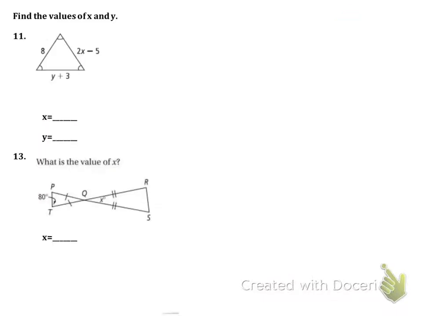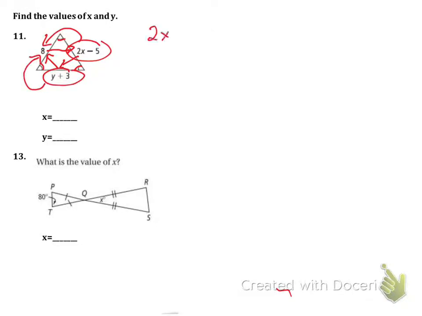All right, 11, find the values of x and y. For this one, because the angles are all congruent, it's an equilateral triangle, so all the sides are equal to one another. To set this up, to find what x is, you would just take this and set it equal to 8, and then take this and set it equal to 8, and you could find both your x and your y.